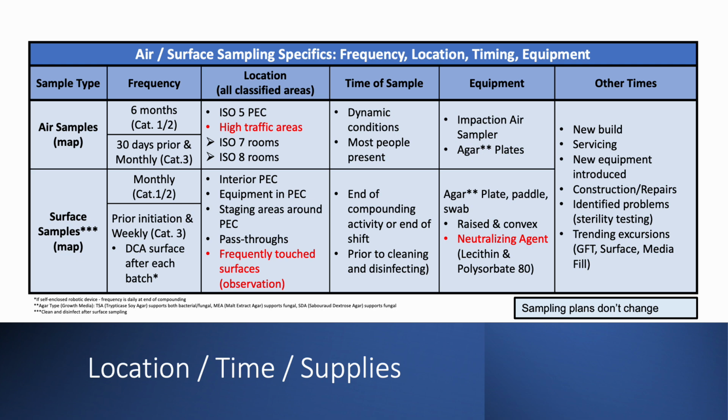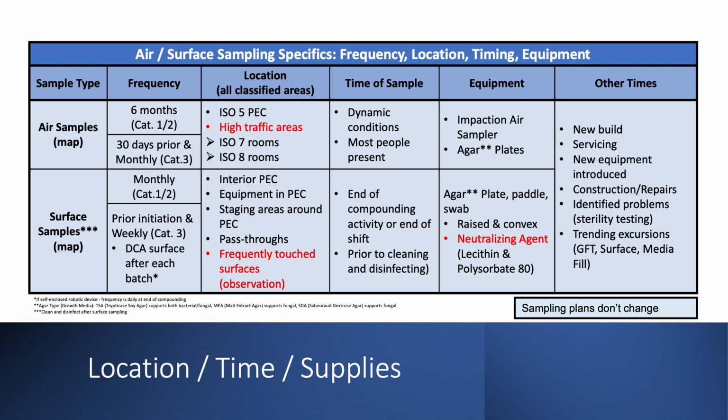We're going to look for areas not only where things are placed and picked up from, but also where there's physical touch. Now, the time of sampling for surfaces is at the end of the compounding activity or end of a compounding shift or day, and prior to cleaning and disinfecting. What we're going to use for this is agar plates or paddles or swabs, with a convex or raised agar with a neutralizing agent in it in order to neutralize cleaning agent residues left behind on the surface to get a true and accurate sample.